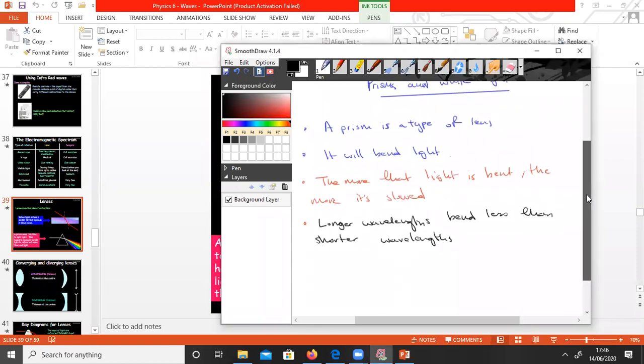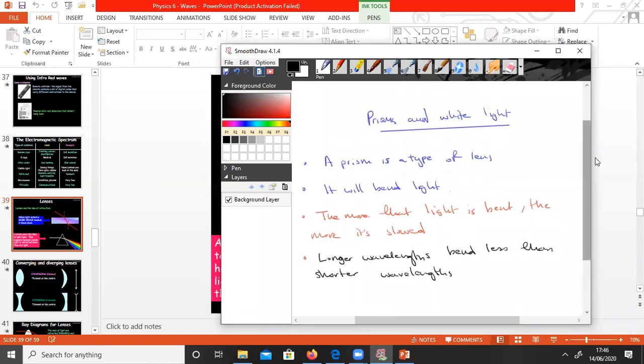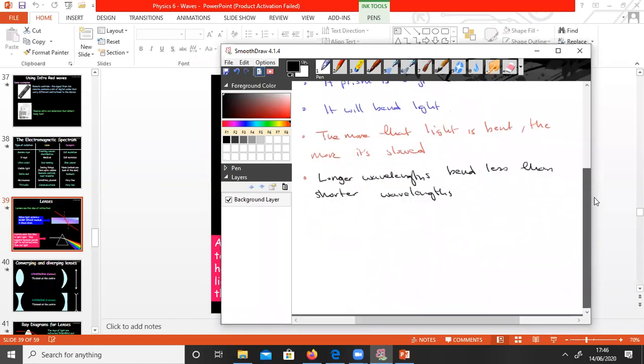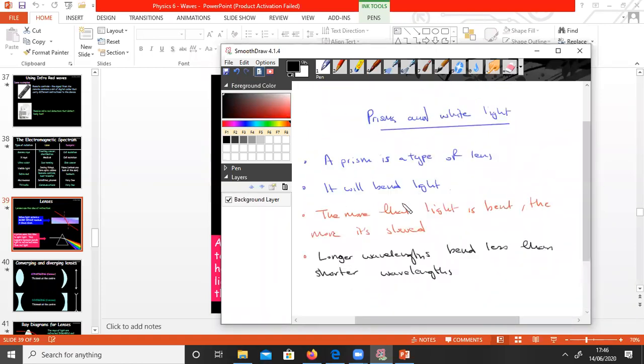So we said so far, okay, we're looking at prisms and white light. We said a prism is a type of lens. We know it will bend light. We know the more that light is bent, the more it is slowed. If you're running in a straight line, you're faster. The more someone pushes you to a side, the more you're going to slow down. In the same way, if light is going in a straight line, it's very fast. The more it's bent, the more it's being pushed to a side, the more it's going to slow down.